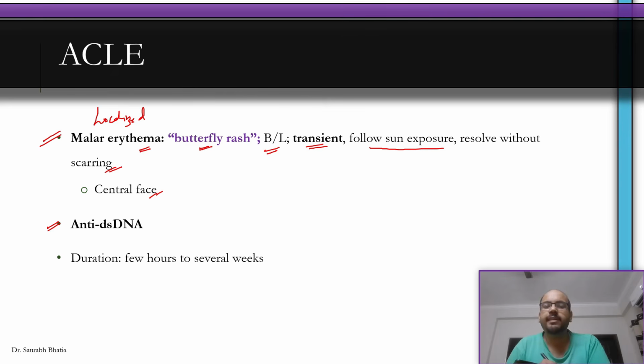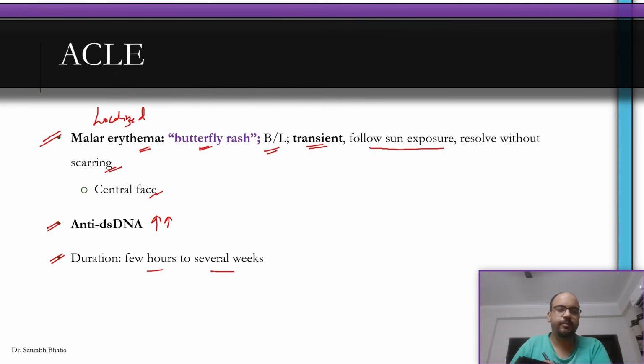Autoantibodies like anti-dsDNA are found to be higher in ACLE as compared to SCLE. The duration of the rash is roughly a few hours to several weeks, so it depends on the inflammatory process. If the inflammatory process is prolonged, the rash is prolonged. It's distributed in the central part of the area and it follows sun exposure or acute UV radiation damage.